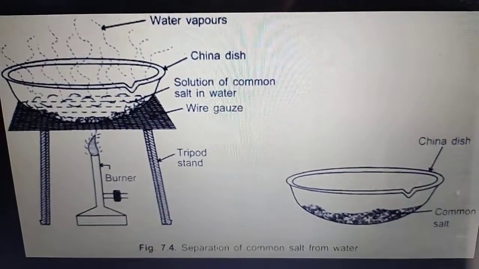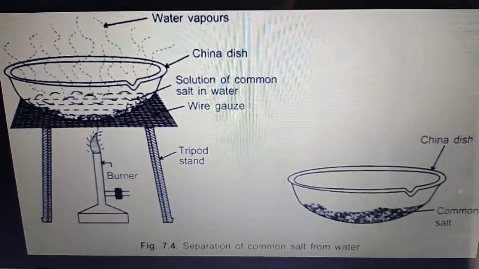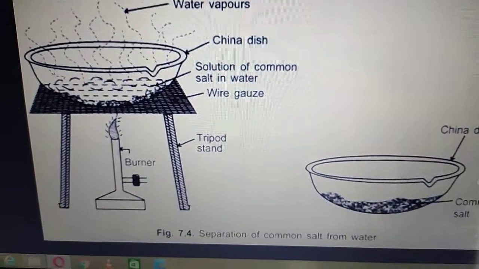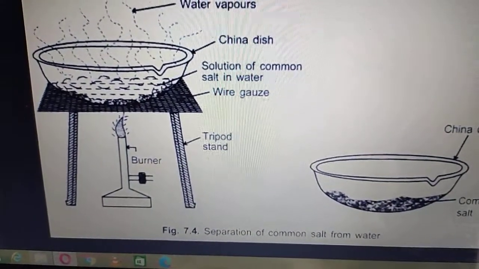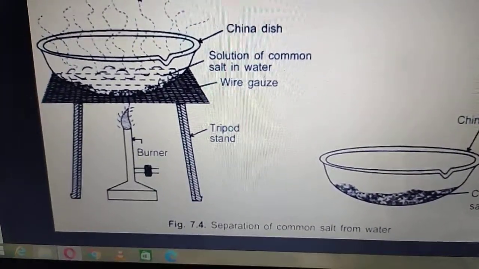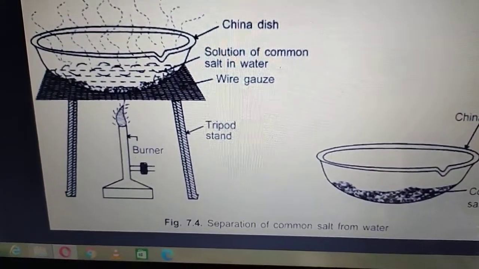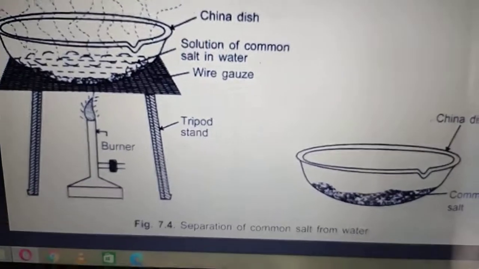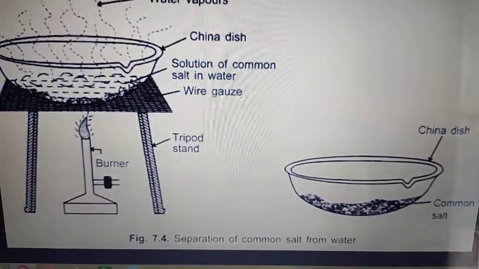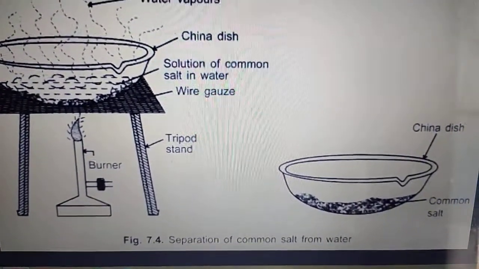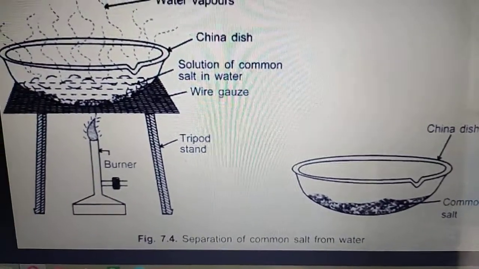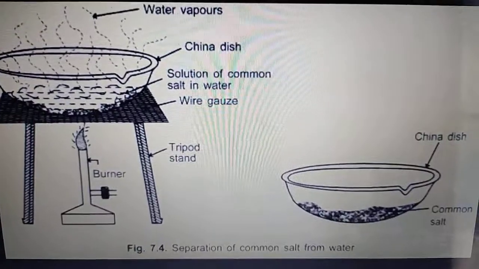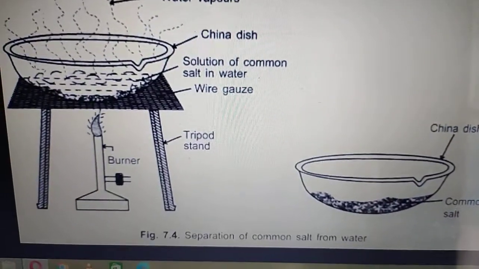Now you know how you get common salt from seawater, by evaporation and crystallization also. The seawater is collected, then it evaporates, leaving behind the crystals of common salt. Now this common salt is purified in factories, which I have already told you. So like that, by these two processes, you can get a soluble solid from its solution. Soluble solid means salt, and from its solution means from salt solution you can get salt.